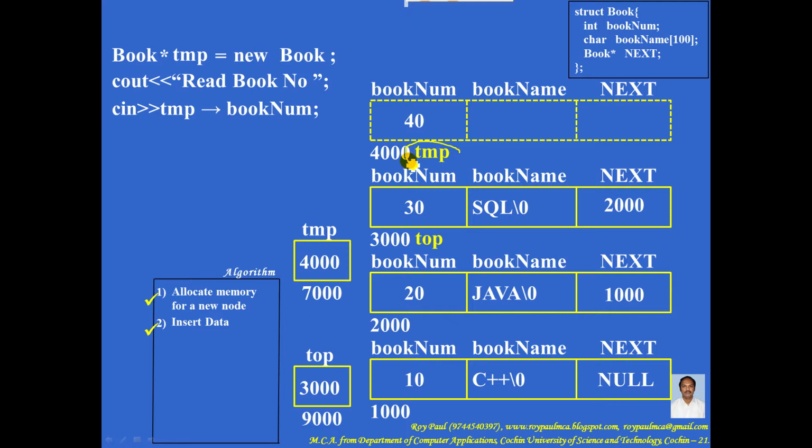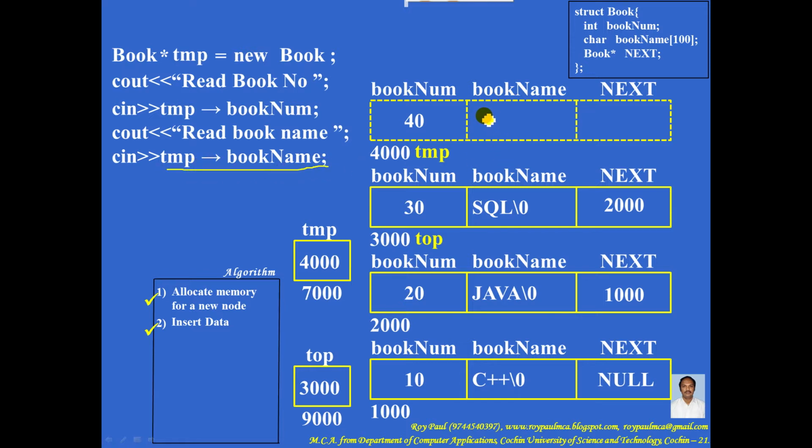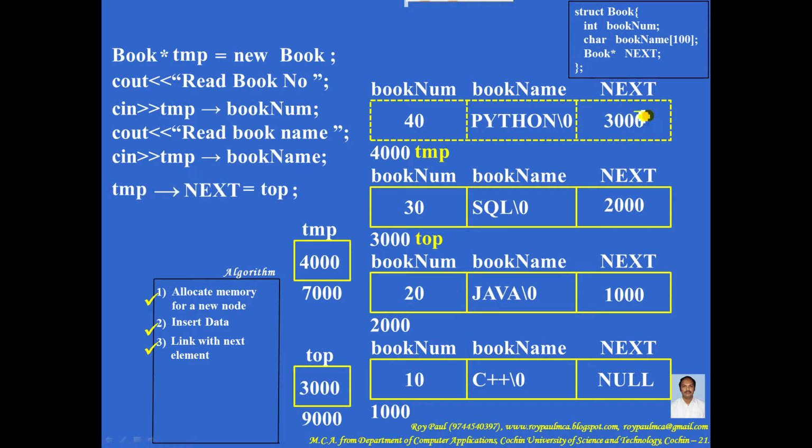Next, temp arrow operator book name, this one must be entered from the keyboard. So cin input operator temp arrow operator book name. So suppose if you type the book name as Python, this memory location contains Python. Example. So inserting the data, that is book number and book name, data part entered from the keyboard. What next? Link with the next element, that is this one should contain the address of the next element, which is nothing but top. So temp arrow operator next should contain top. You can see this contains top, which is nothing but 3000. What is the next step?